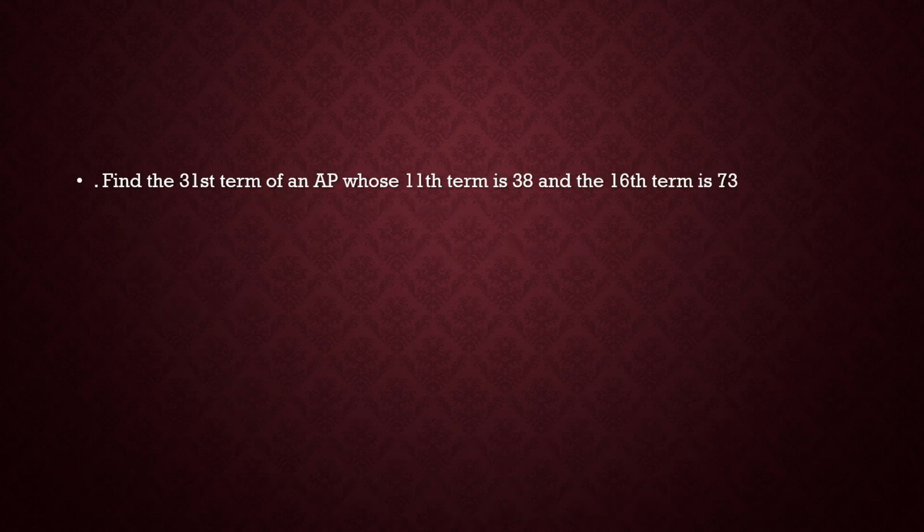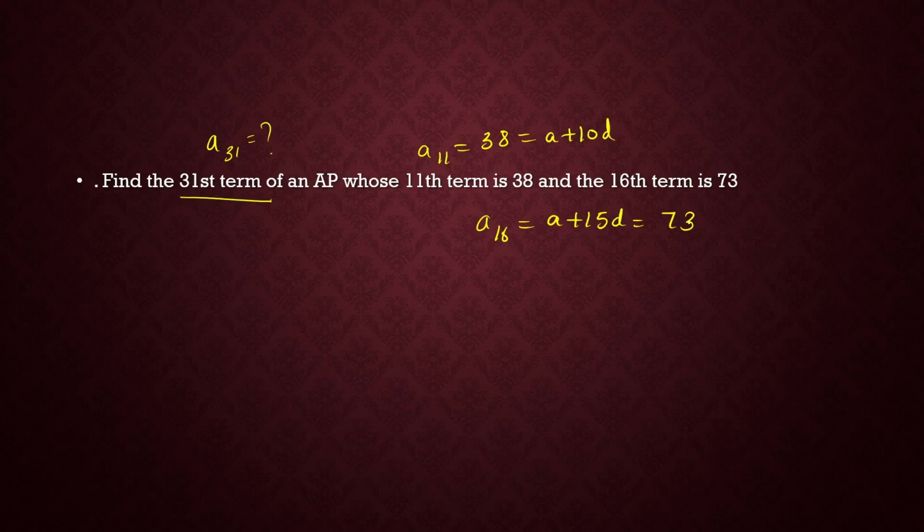Similar questions. Now, find the 31st term. They've asked you to find the value of A31 of an AP whose 11th term, A11, is 38. So, A11 is nothing but A plus 10D. And the 16th term is 73. So, A16, that is A plus 15D, is 73. And already I've taught you how to solve two equations and get the value of A and D. So, first you write A plus 10D is equal to 38 and A plus 15D is equal to 73.